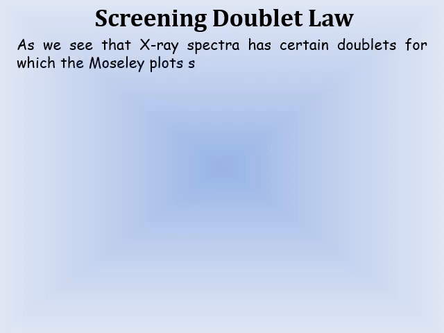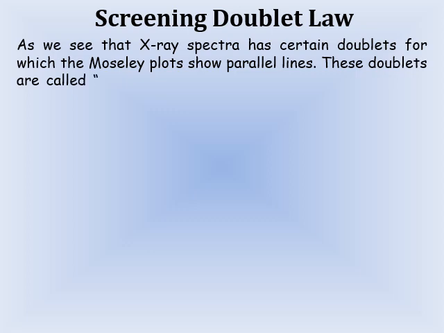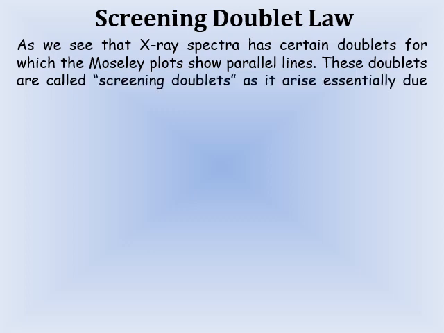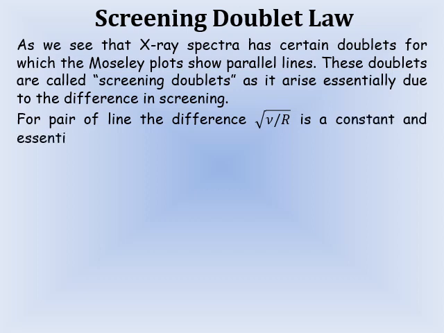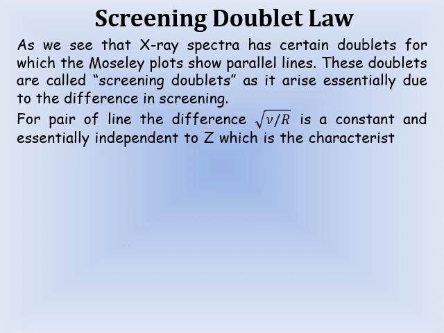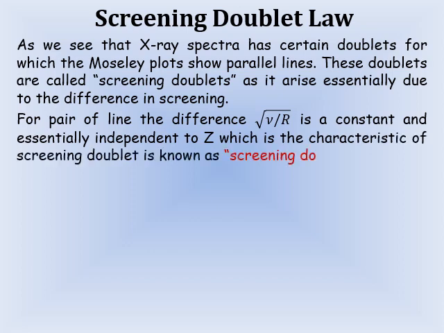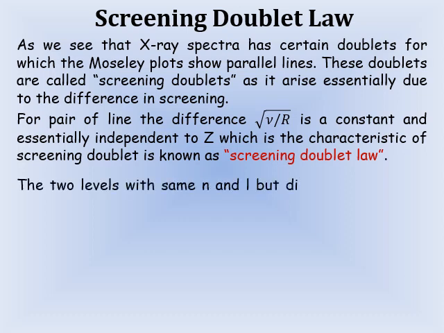Screening doublet law. As we see, X-ray spectra have certain doublets for which the Moseley plots show parallel lines. These doublets are called screening doublets as they arise essentially due to the difference in screening. For a pair of lines, the difference in square root of nu upon R is a constant and essentially independent of Z, which is the characteristic of screening doublets and is known as the screening doublet law.